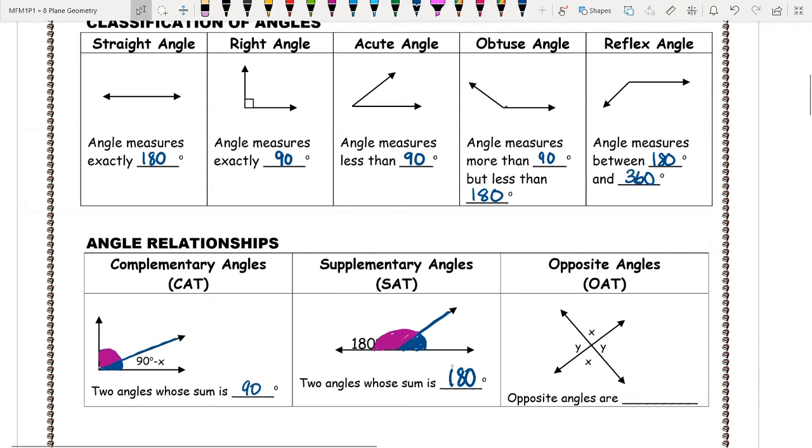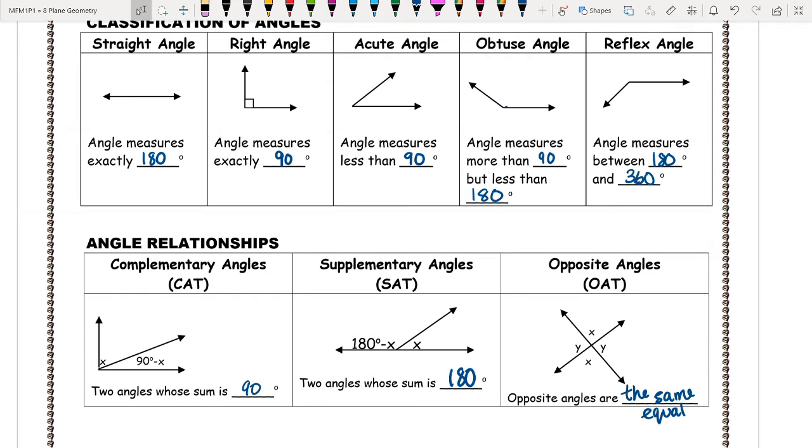Two angles whose sum is 180 degrees. Purple angle plus the blue angle gives us 180. All right, and then opposite angles are the same. Or we could say are equal.